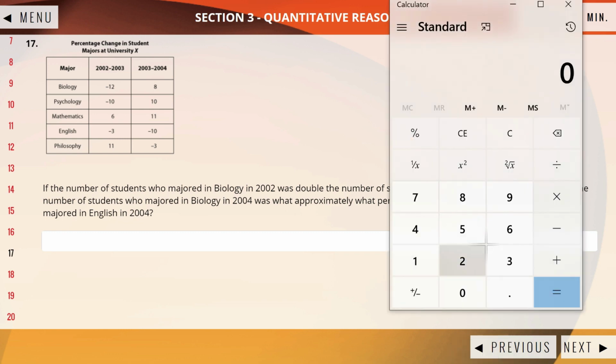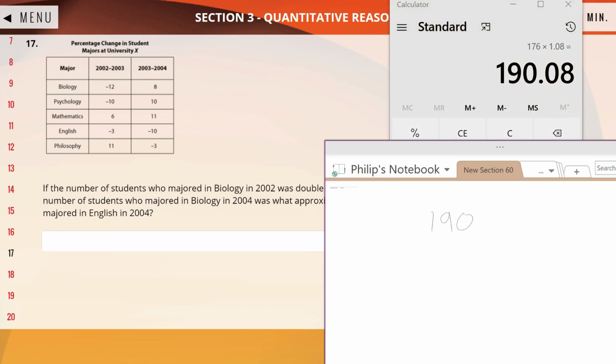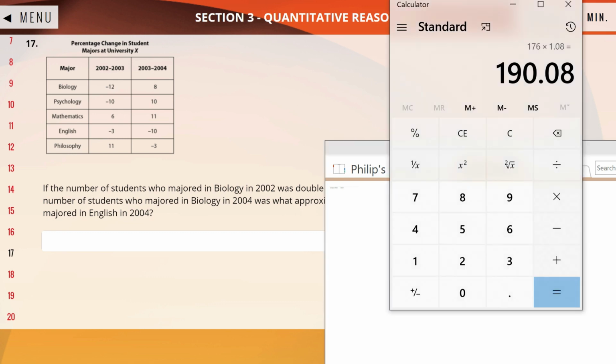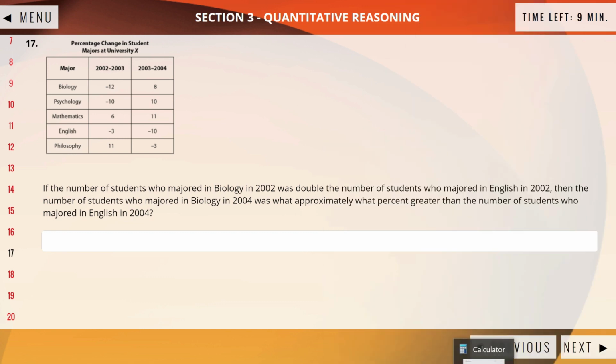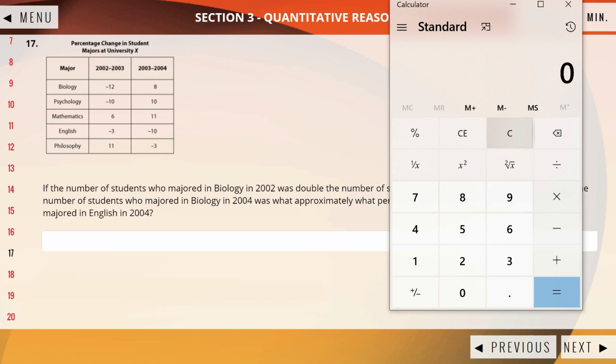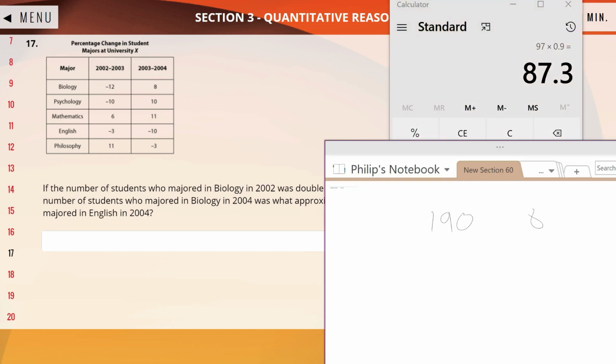So what happens to biology? It goes down by 12%, that's timesing by 0.88, and then it increases by 8%. So it's now 190.08. So let's call it 190. That was biology picking the number 200. Let's see English, and we pick the number 100 because that's half of 200. English started off at 100, and then it went down by 3%. So obviously that's going to be 97. And then it went down by 10%. So that's now 87.3.